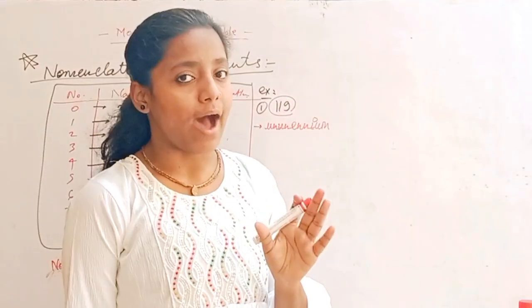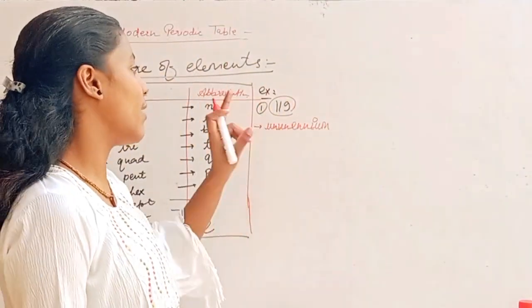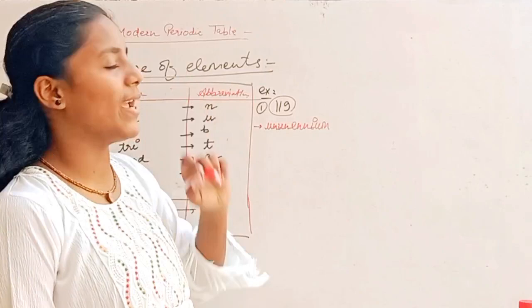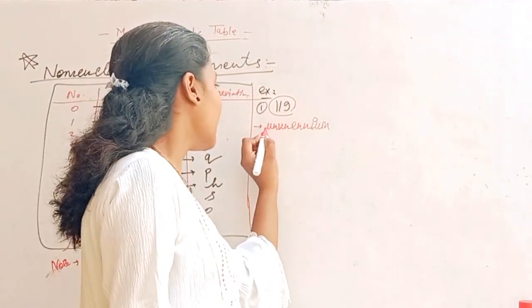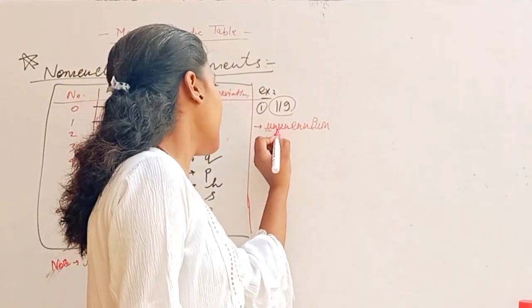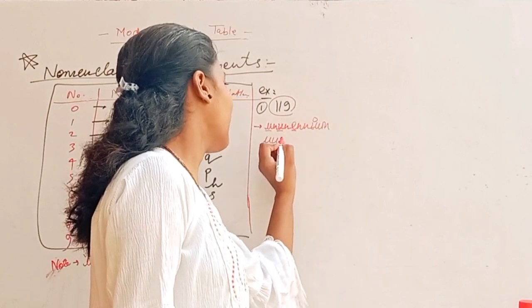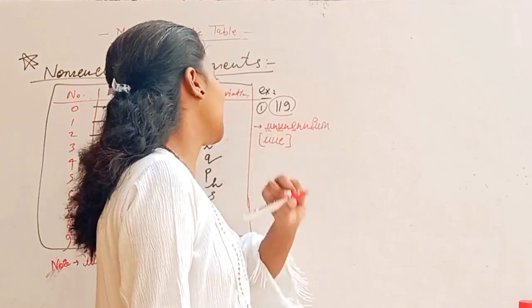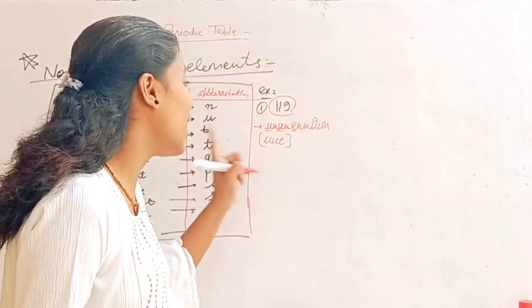The question is asked, tell me the nomenclature of the number 119 and its abbreviation. So how can you make the abbreviation? The first letter of un is U. The first letter of en is E. So what is the abbreviation you get? U, U, E. So that's very, very important.